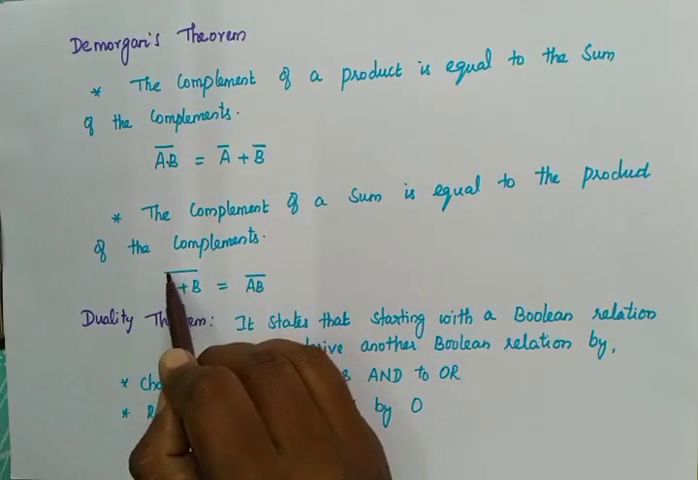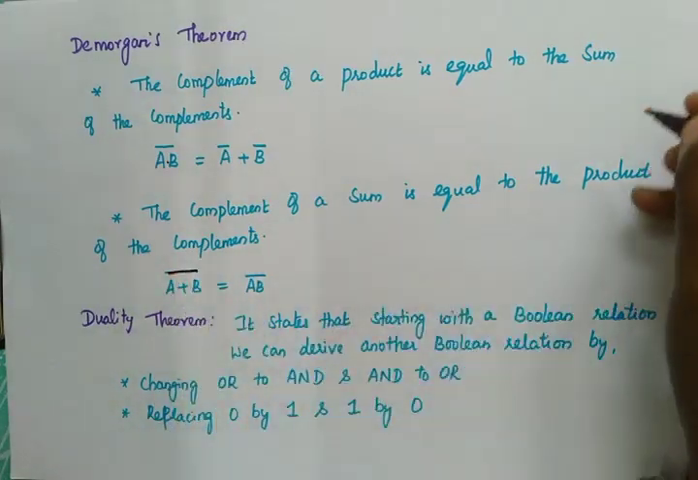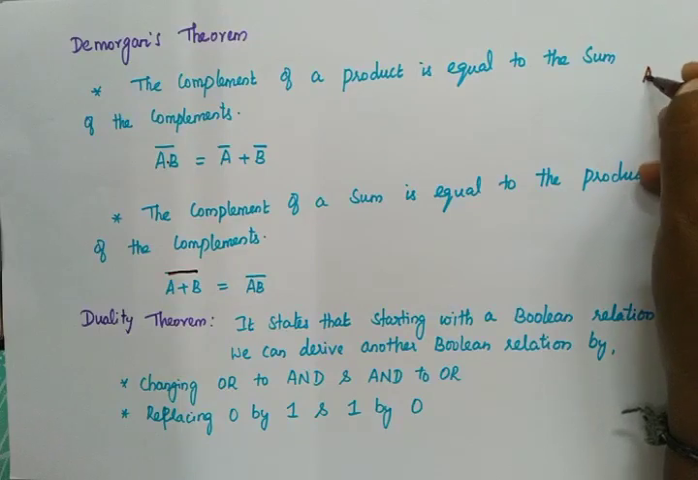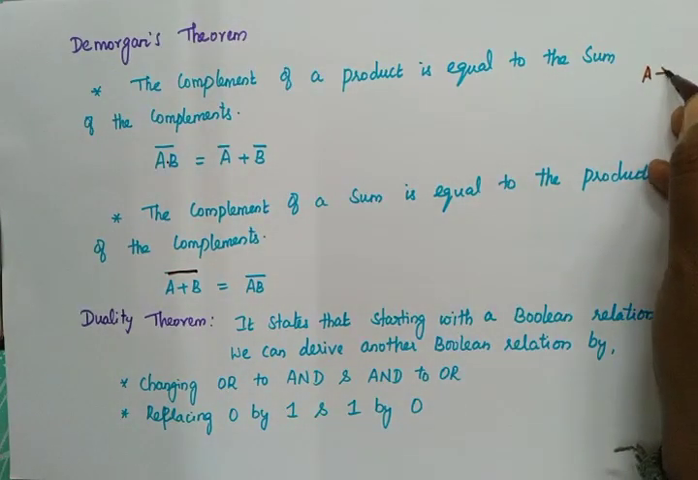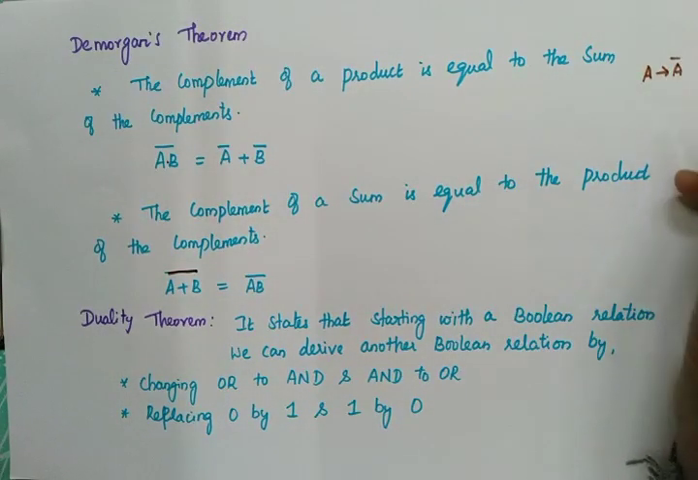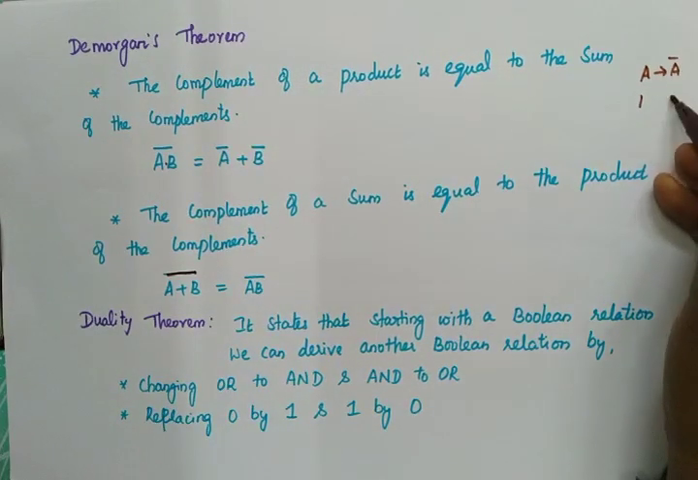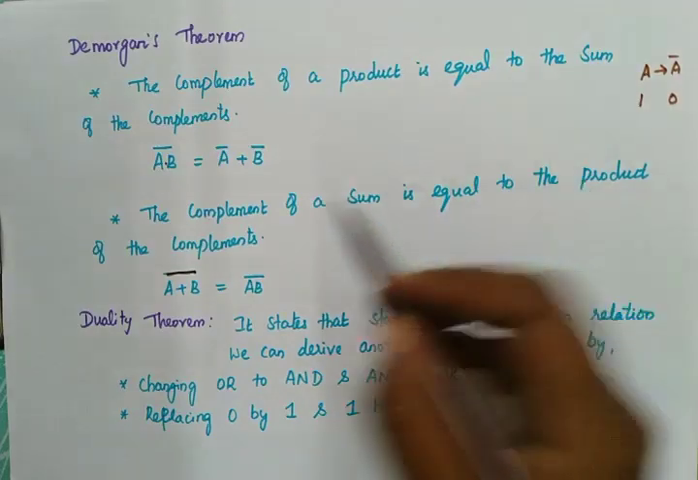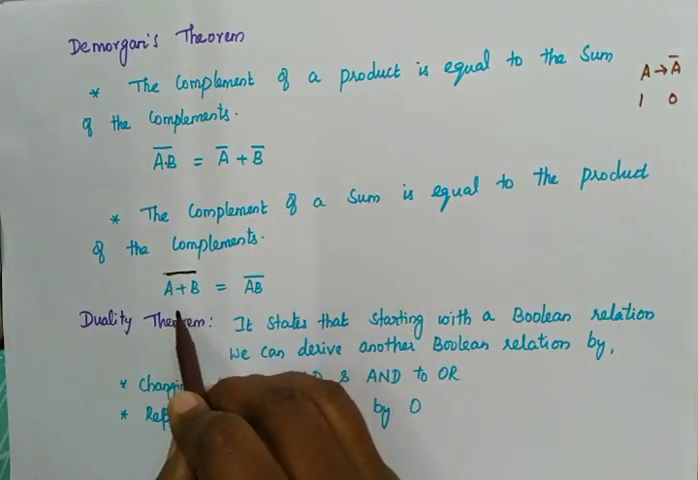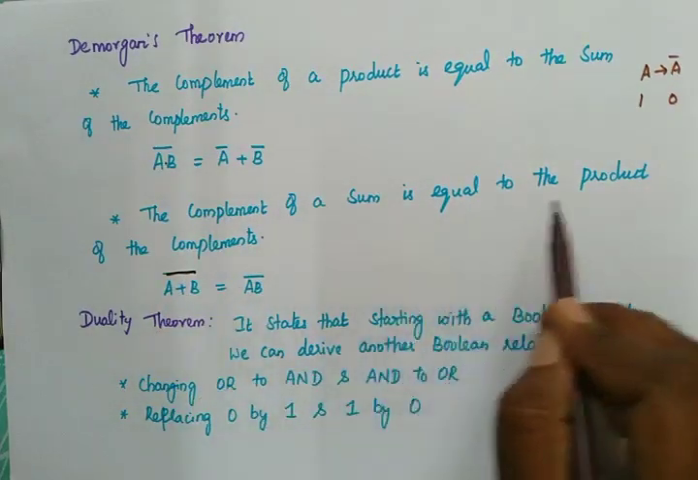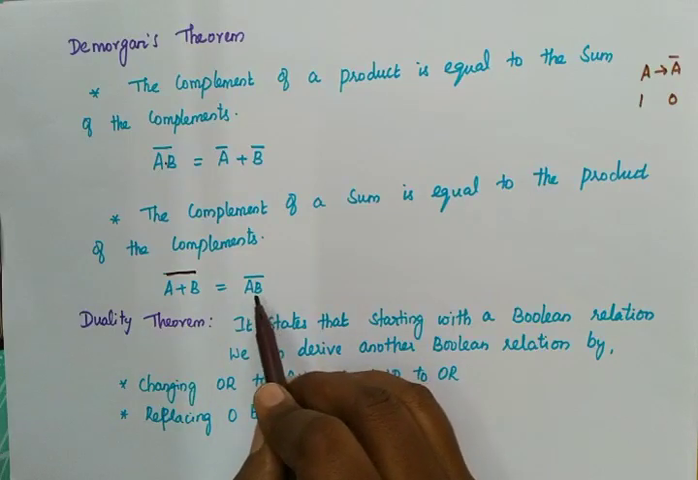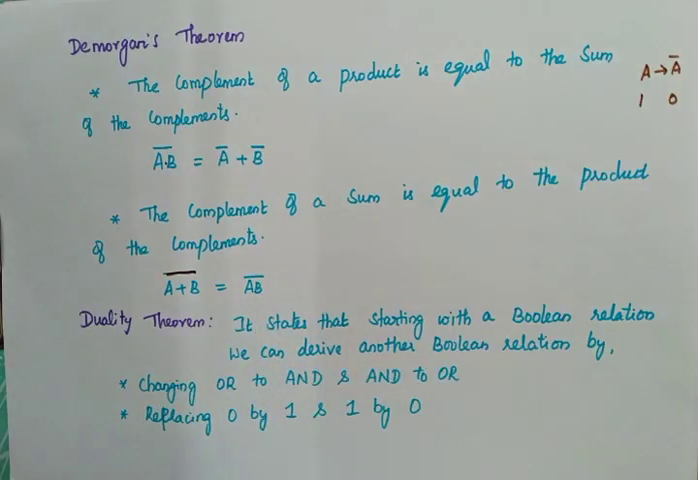Then the next law is the complement of a sum is equal to the product of the complements. So here we have complement. We know that if you write A, the complement for this is A bar, isn't it? So here A represents 1 and A bar represents 0. So the complement of a sum is equal to the product of the complements, that is A plus B the whole bar. And this also we can prove by using the same way.